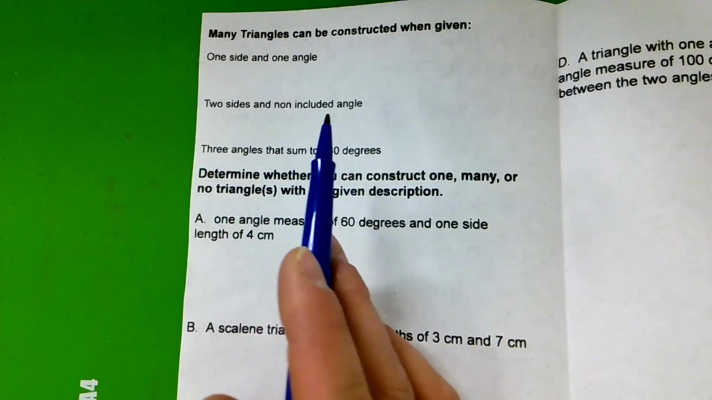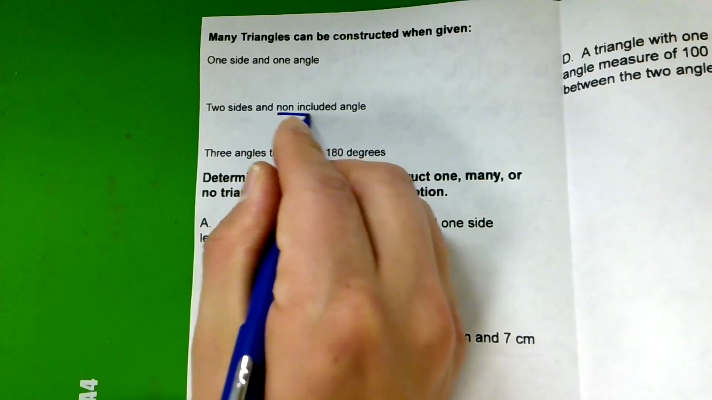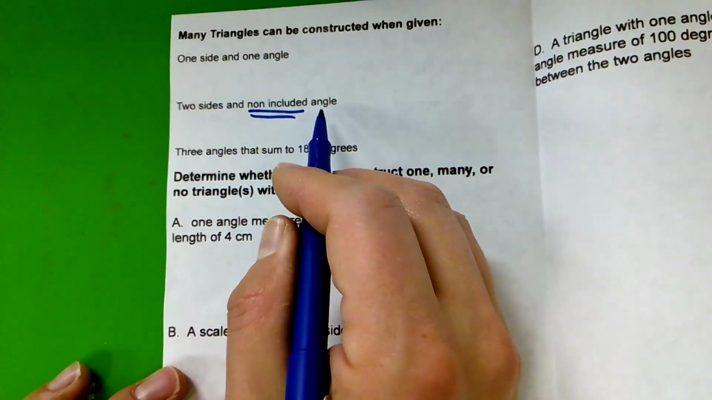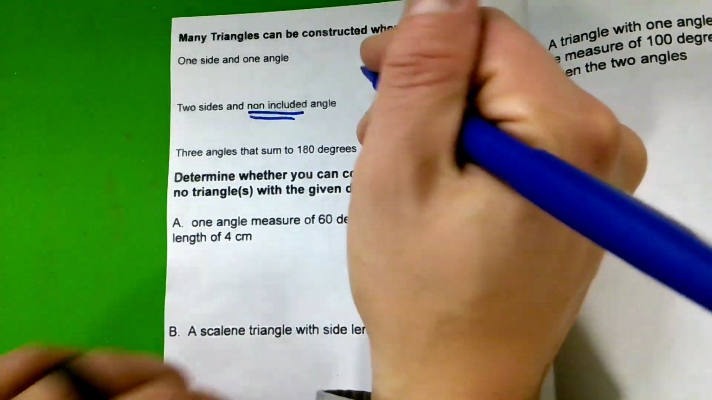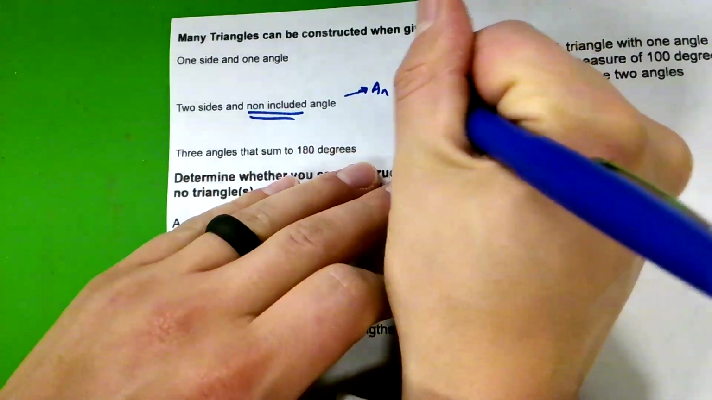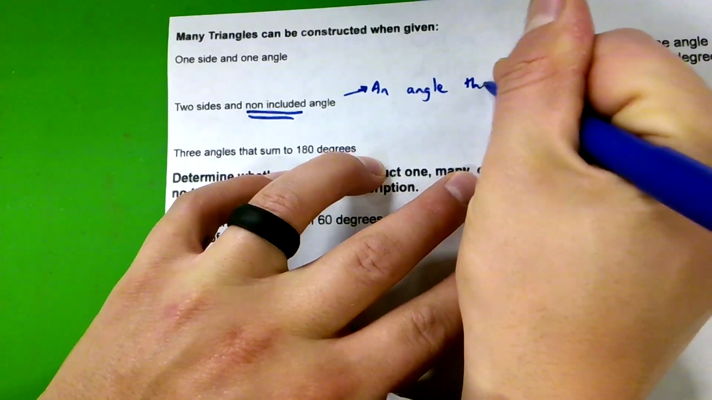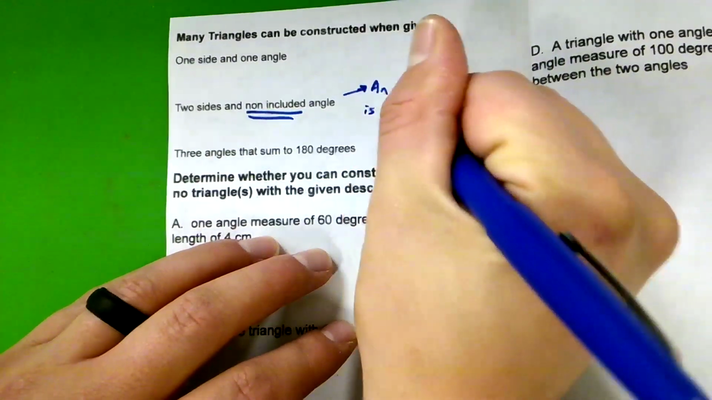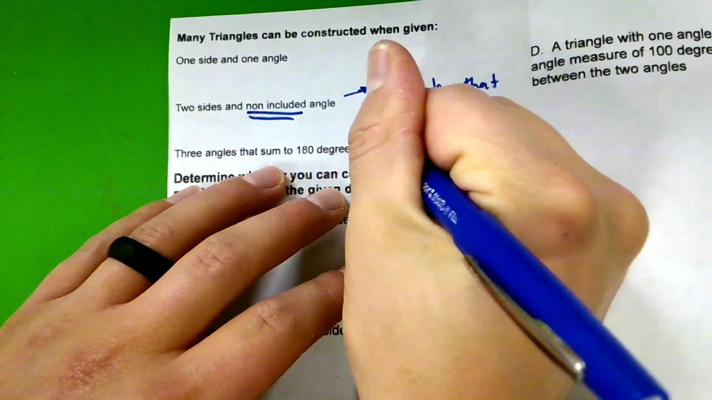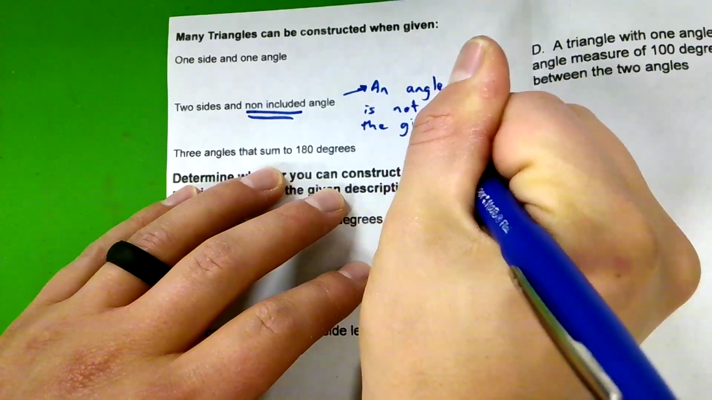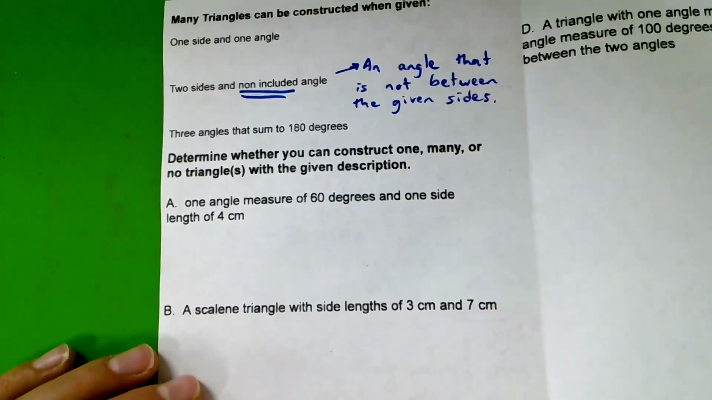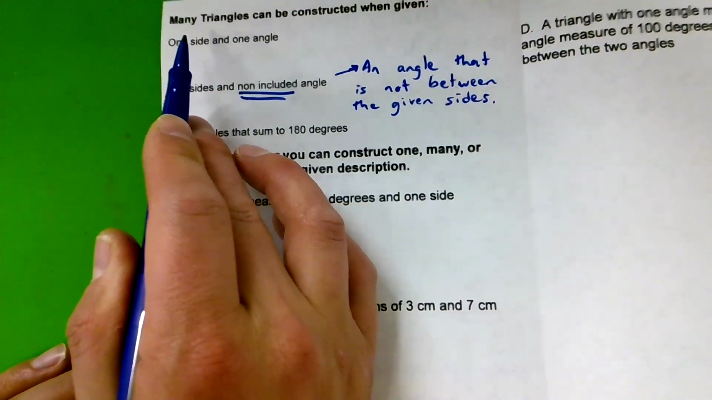And then we have 2 sides and a non-included angle. I'm going to underline non-included. So we talked about included already. A non-included angle would be an angle that is not between the given sides. I'm going to write that over here. An angle that is not between the given sides.